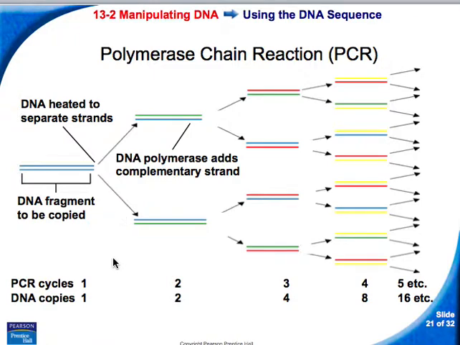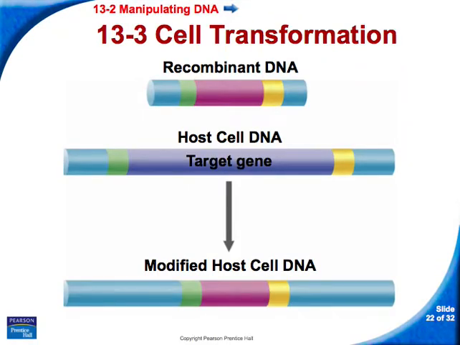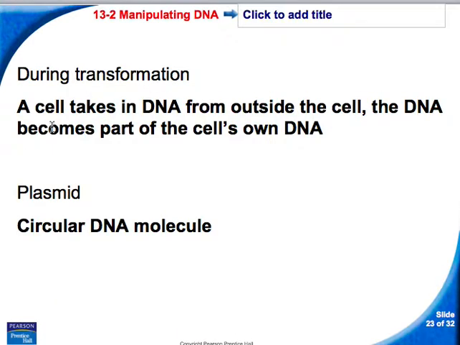And here it simply takes, as you can see in the diagram here, you go from 1 to 2, and it increases exponentially the number of strands of DNA that you need. Now, besides that, I want to talk about something called cell transformation. Okay, and transformation is when a cell takes in DNA from outside the cell, and then it takes that DNA and makes it its own.